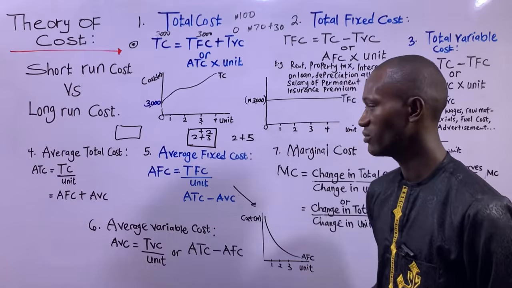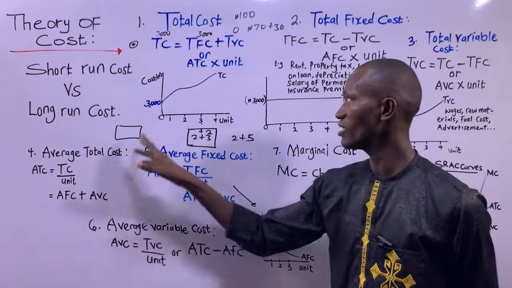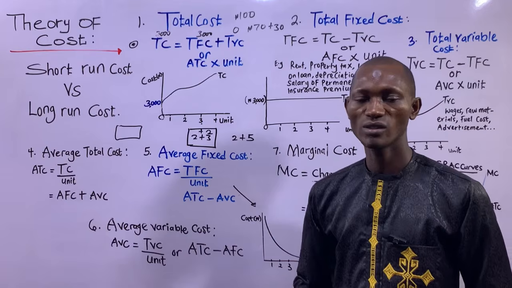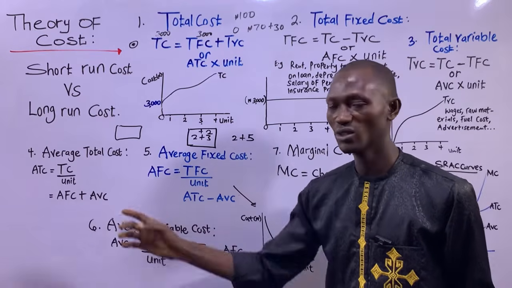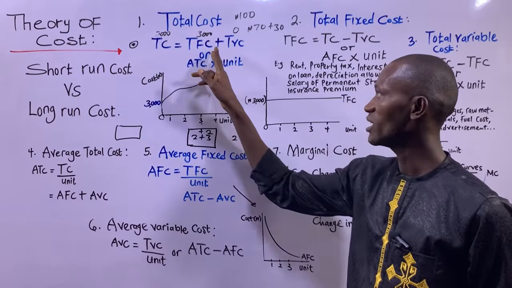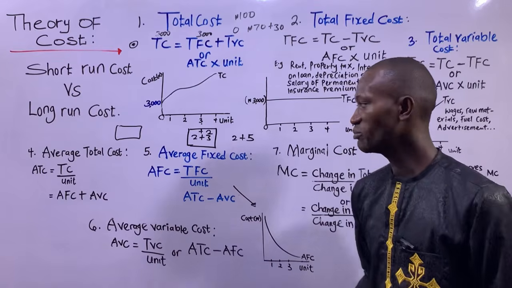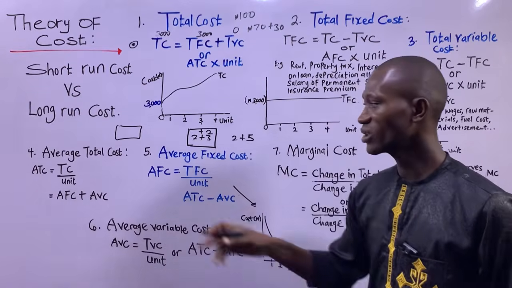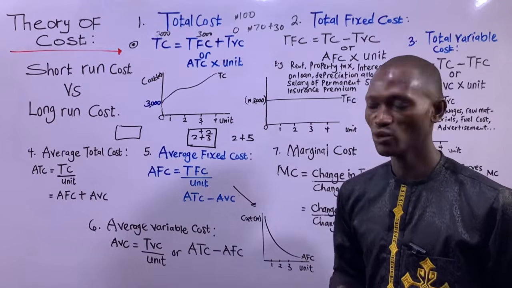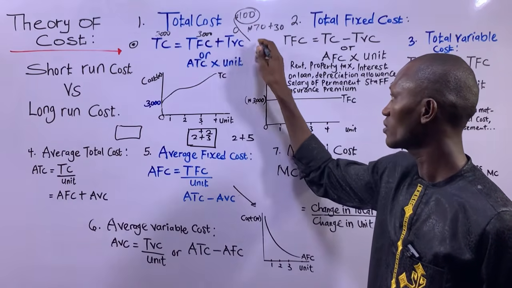Now let me explain something very important here. Average total cost is more or less total cost. It's just that total cost is for all the quantities of commodity produced, while average cost is just for one. So in this total cost, remember, there is an element of fixed and variable. Now, let me break it down further. Let's say the total cost of producing 10 units of output is 100.